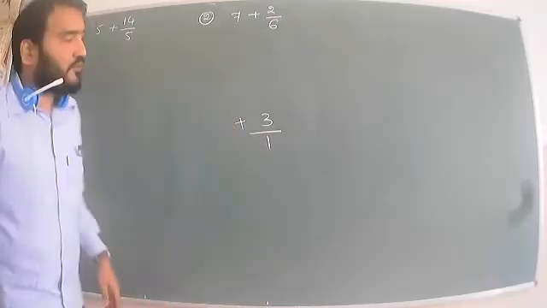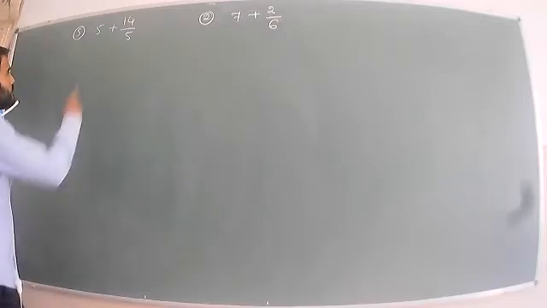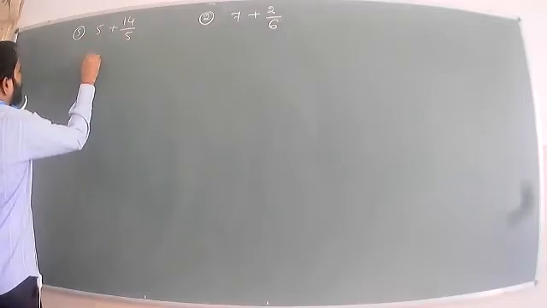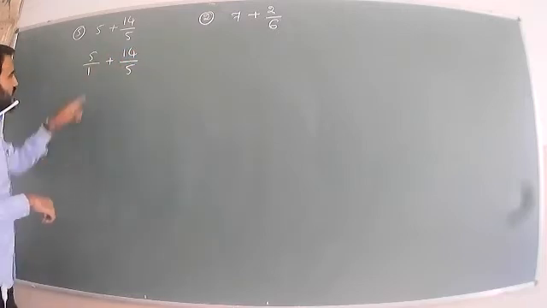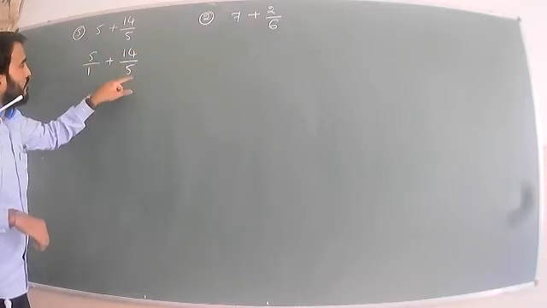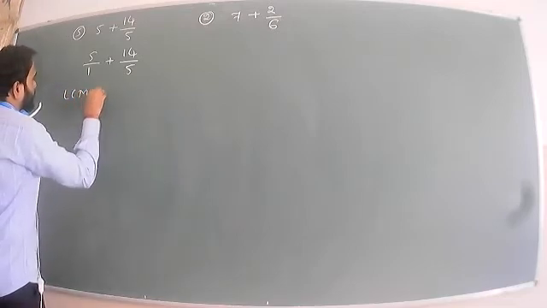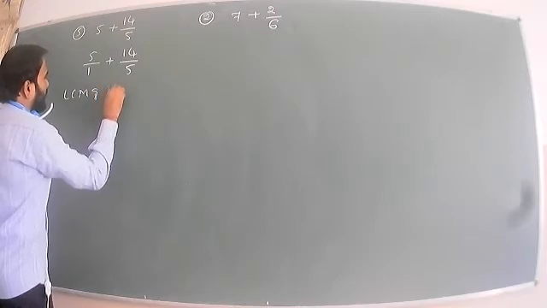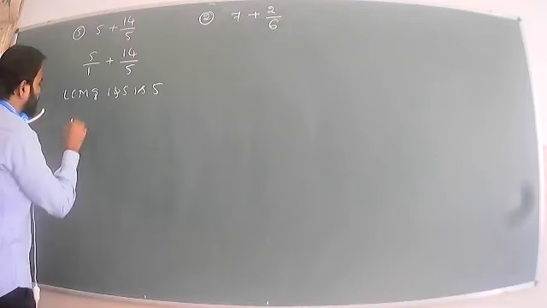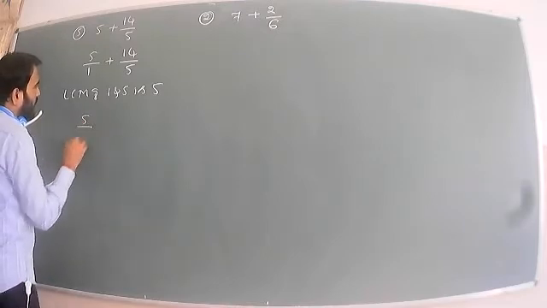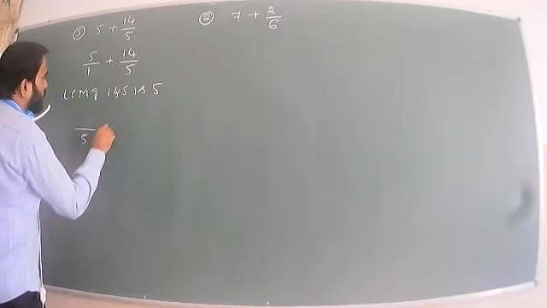In this type of question, for a whole number we can write the denominator as 1. So 5 plus 14 by 5 is there, so we can write 5 by 1 plus 14 by 5. First, take the LCM of 1 and 5. The LCM of 1 and 5 is 5. Now we should multiply. The denominator is 5 plus here the denominator is 5.